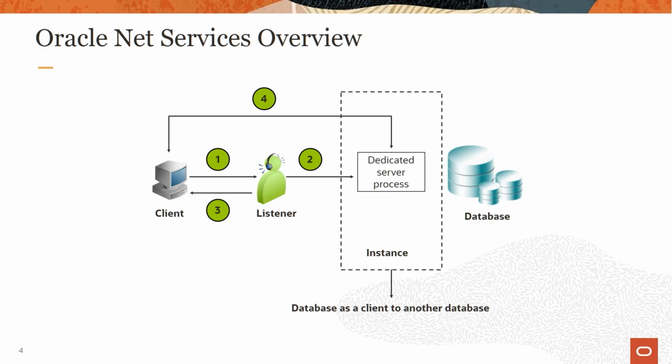Finally, the client knows the location of the dedicated server process. So the client eventually makes a connection to the database instance by going through the dedicated server process. And this is called a session. So in order to create a session, your client must go through a listener eventually to make a connection to the Oracle database instance. So your remote connection is available by configuring and by going through Oracle Net Services.